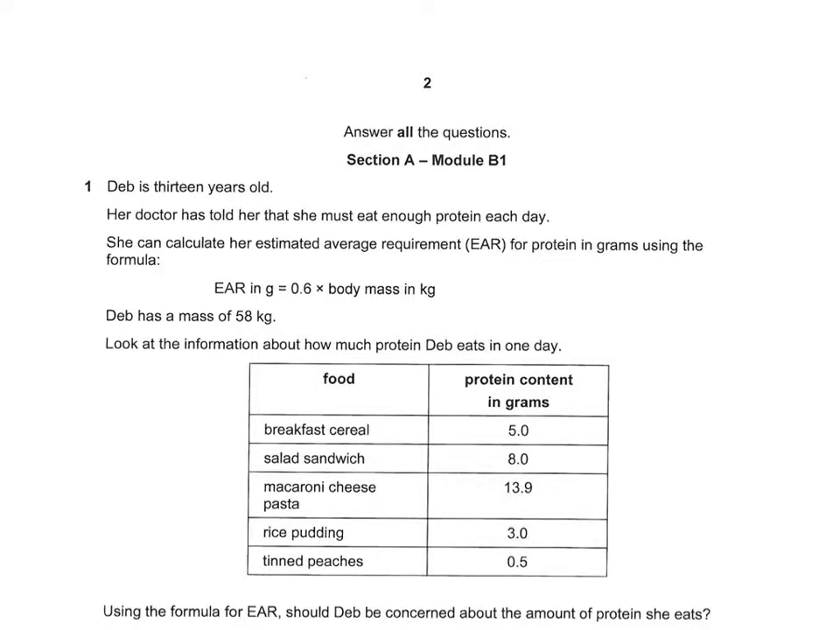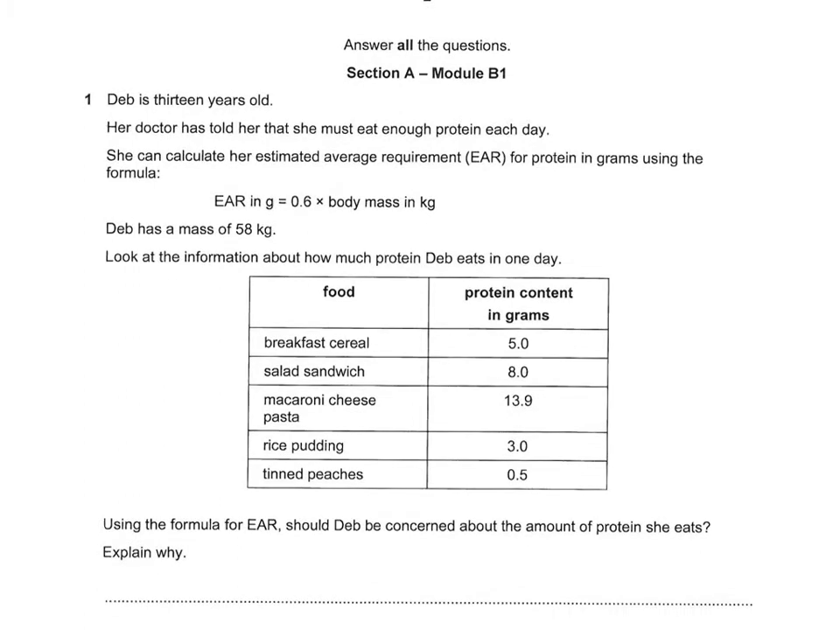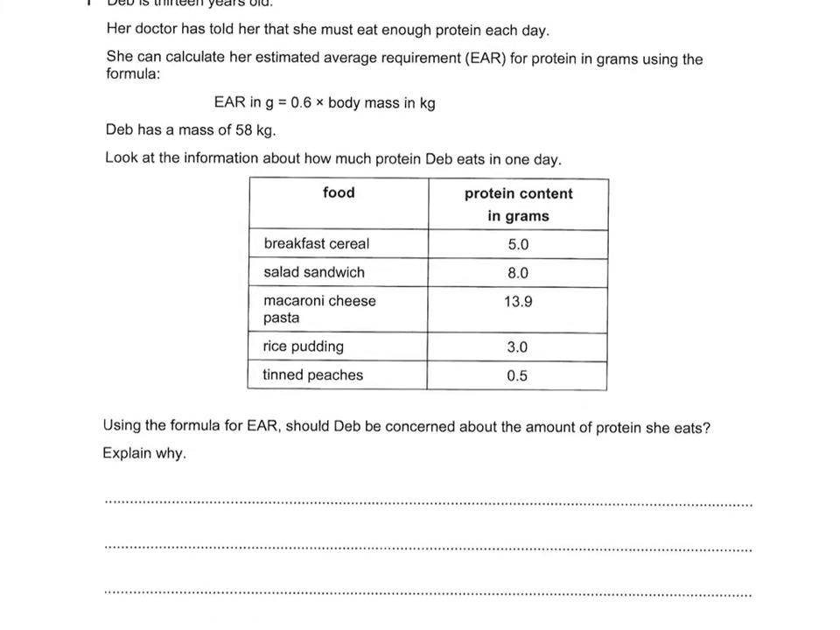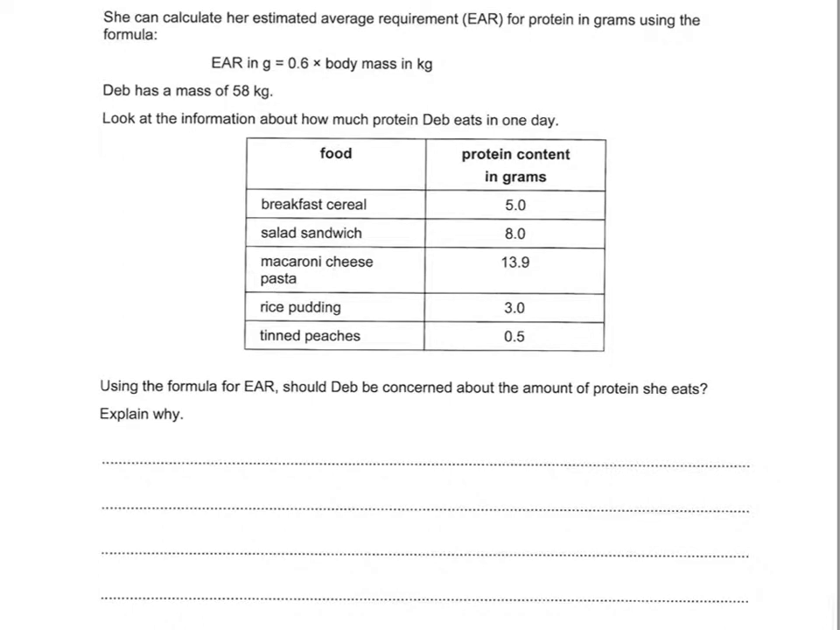So Deb is 13 years old. Her doctor has told her that she must eat enough protein each day. She can calculate her estimated average requirement, the EAR, for protein in grams using this formula. Deb has a mass of 58 kilograms. Look at the information about how much protein Deb eats in one day. Using the formula for EAR, should Deb be concerned about the amount of protein she eats?